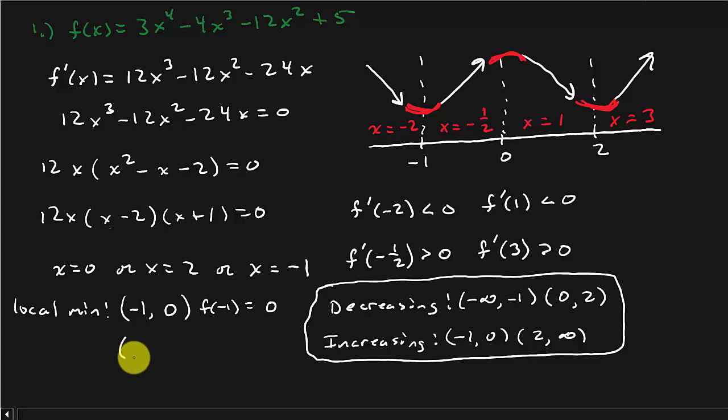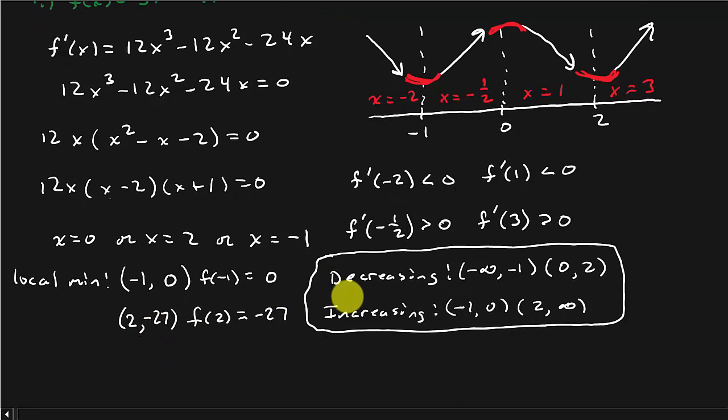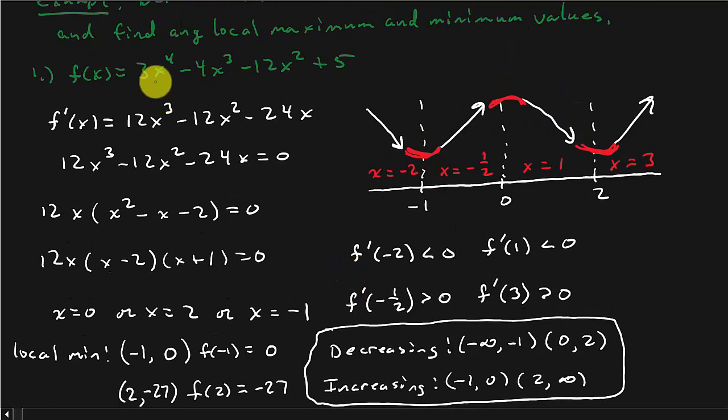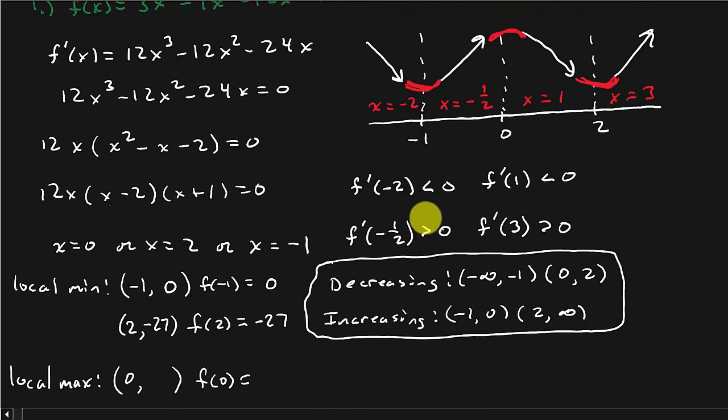And then I also have a local minimum at 2. And so when I do f of 2, when I plug the 2 in for x into the original function, that gives me -27. All right. And then I have a local maximum at 0. And so f of 0 is equal to, well, when I plug the 0 into here, we can see that would be 5.